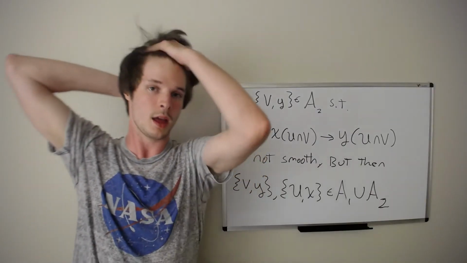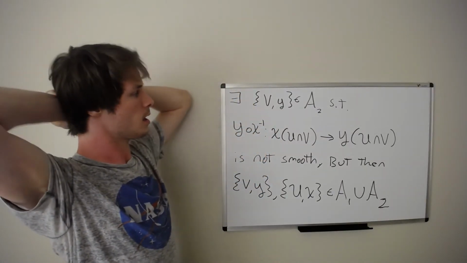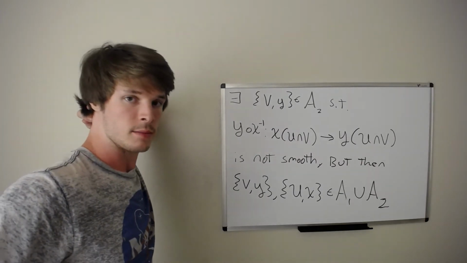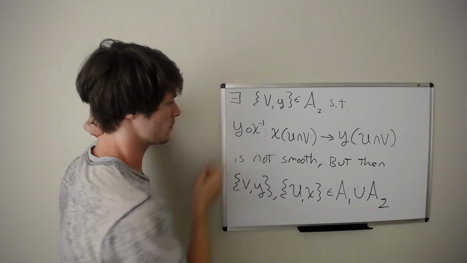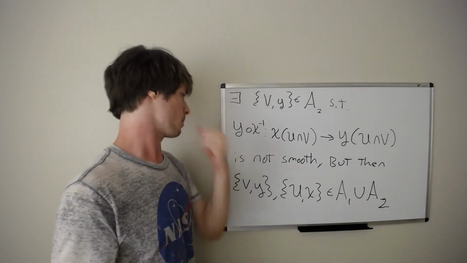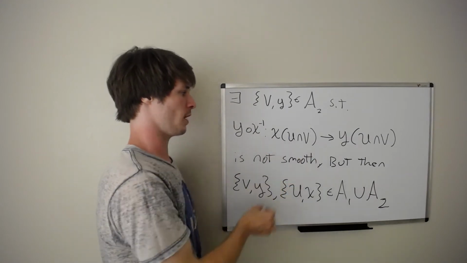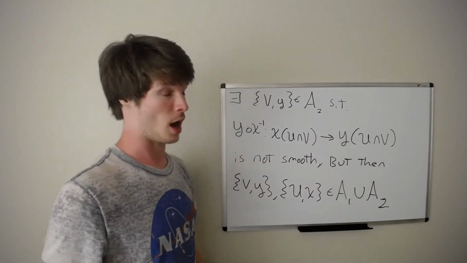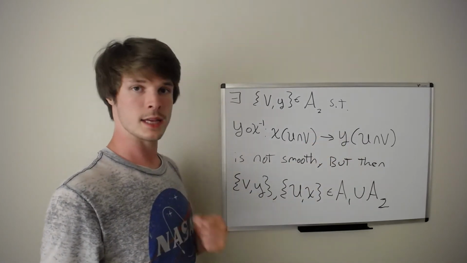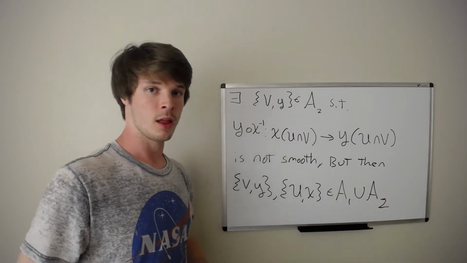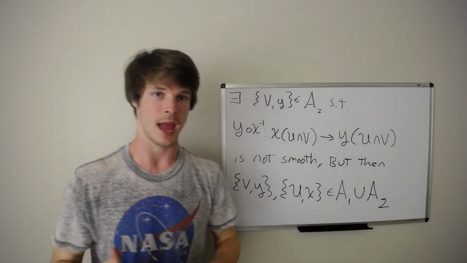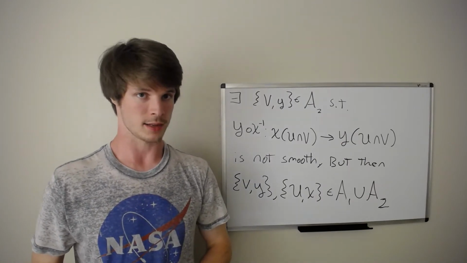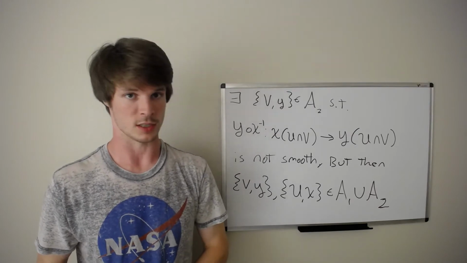All right, so then there exists some chart in our smooth atlas A2 such that V and U have a non-empty intersection, and this transition function, y compose x inverse, which goes from the range of x on that non-empty intersection to the range of y on that non-empty intersection, isn't a smooth map. But recall that we began this proof by assuming that A1 was compatible with A2, meaning that the set A1 union A2 is a smooth atlas.